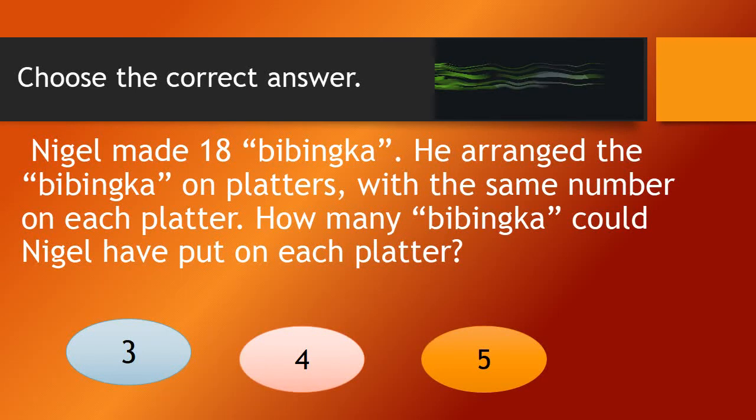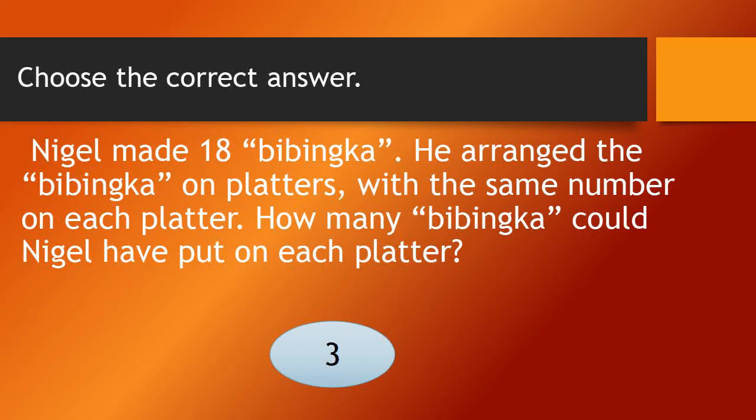Another problem. Choose the correct answer. Nigel made 18 bibingka. He arranged the bibingka on platters. With the same number on each platter, how many bibingka could Nigel have put on each platter? Is it 3, 4, or 5? So the answer is 3. So Nigel can divide the 18 pieces of bibingka into 6 platters with 3 bibingka on each platter.